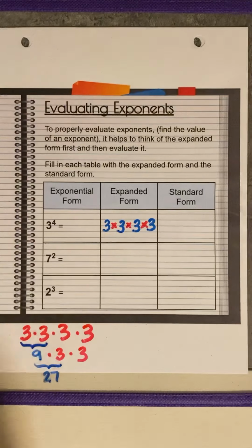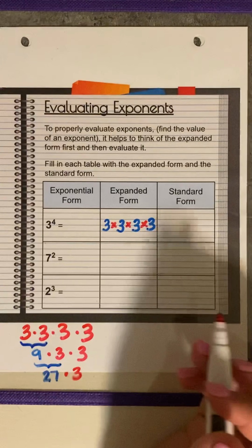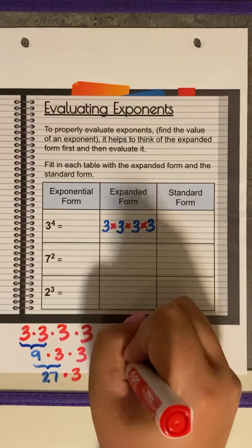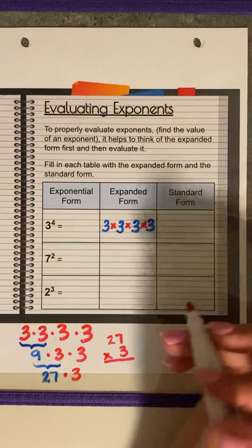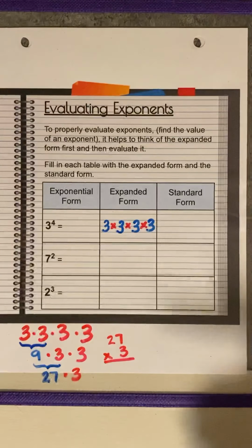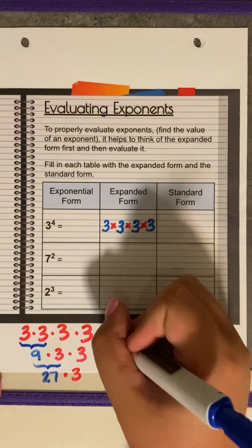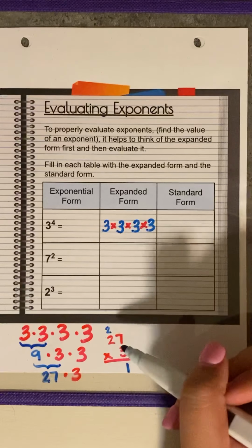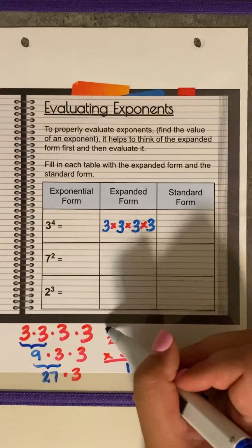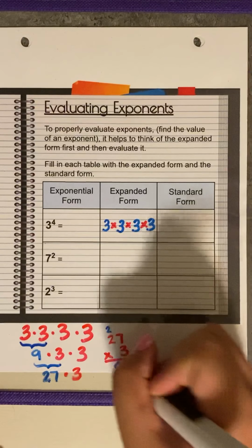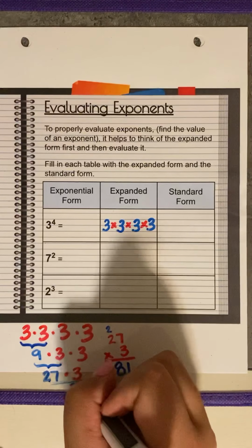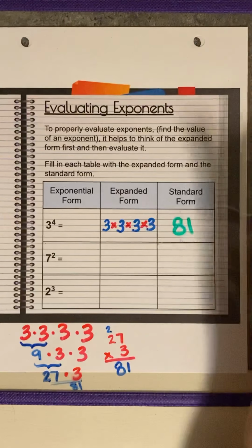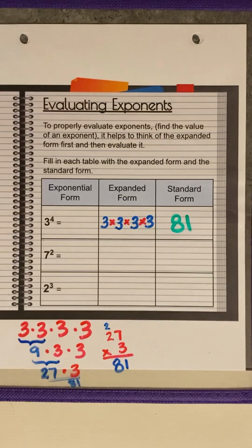And then we did not do that other times 3 yet, so I'm going to bring that down. And then when we do 27 times 3, I'm going to do it over here. 27 times 3. 7 times 3, or 3 times 7, I'll write it in this color so we don't get confused, is going to be 21. So I'll write my 2 up there, put our 1 down there. 3 times 2 is going to be 6, plus 2 is going to be 8. And so 27 times 3 is going to be 81. So our standard form is 81. Okie dokie. Now let's take a look at the next one.